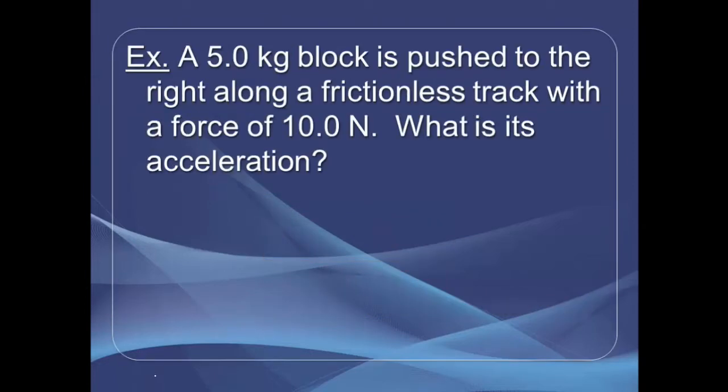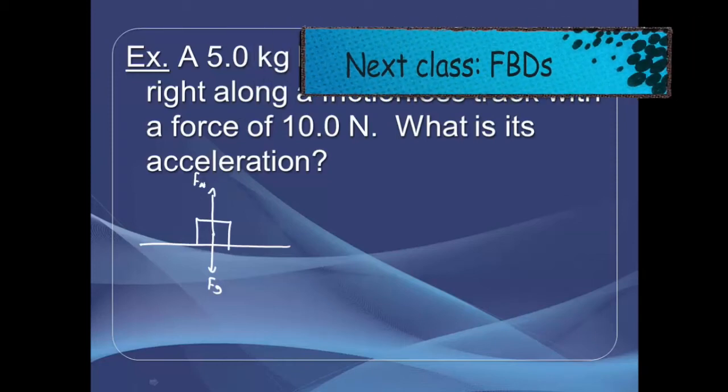A 5 kilogram block is pushed to the right along a frictionless track with a force of 10 newtons. What is the acceleration? Well, I'm going to draw a little diagram for you, and you're going to become extremely accustomed to these next lesson. Let's say that this is our block right here. What are the forces at work here? Well, last lesson I told you about this idea of the force of gravity. And opposing the force of gravity is the normal force. Otherwise it's going to fall through the floor or magically levitate.